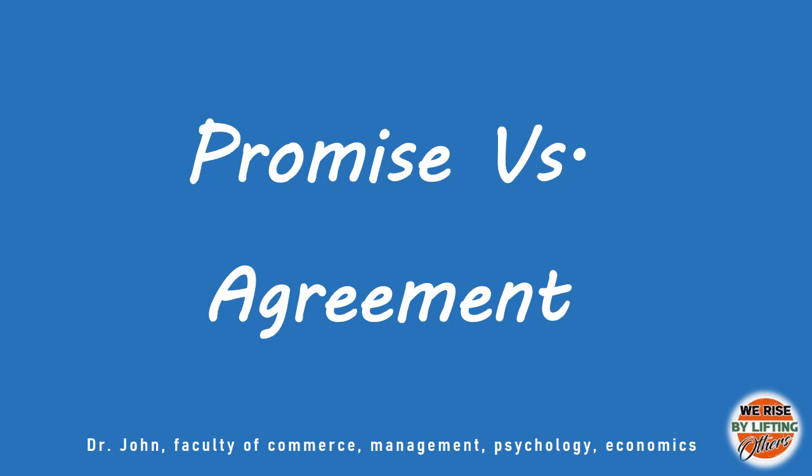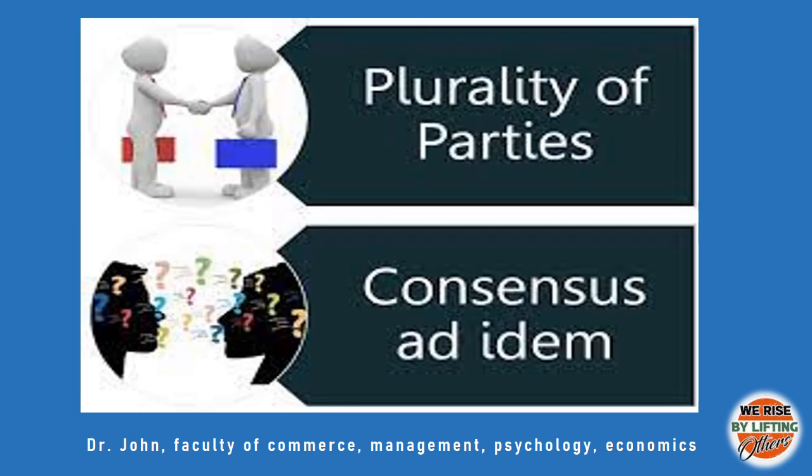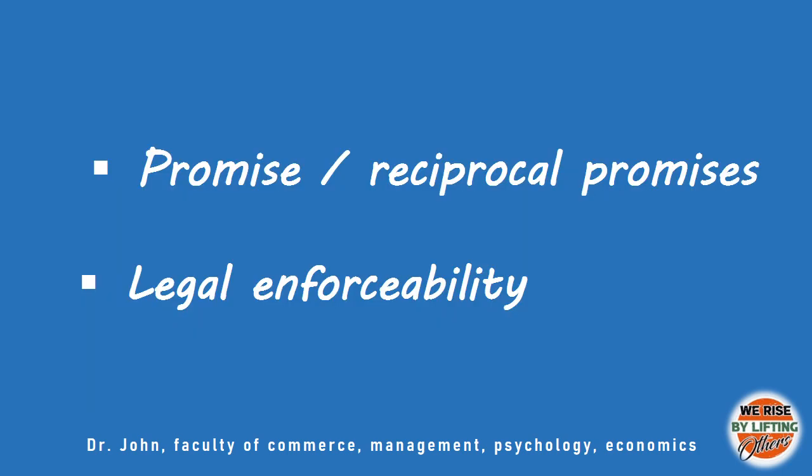Therefore, if I were to use a short formula, offer plus acceptance is equal to agreement. Let's take a look at the characteristics or features of agreement. Number 1 is plurality, where 2 or more persons are involved. Number 2 is a Latin term, consensus ad idem, which means agreeing on the subject matter by both parties. So there is a consensus or general agreement reached.